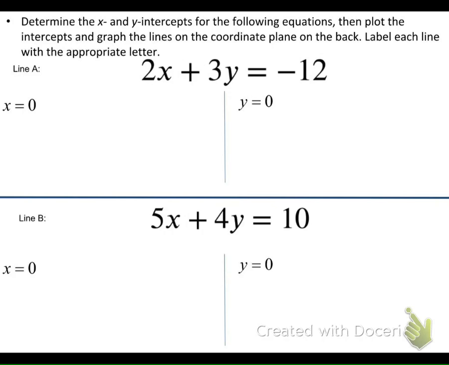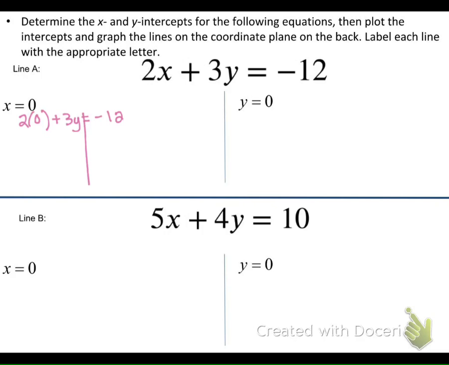Now, if you notice, what am I starting with first here? I'm starting with what variable? X. So I'm going to put in my equation 2, and what do I substitute for x? 0, plus 3y equals negative 12.